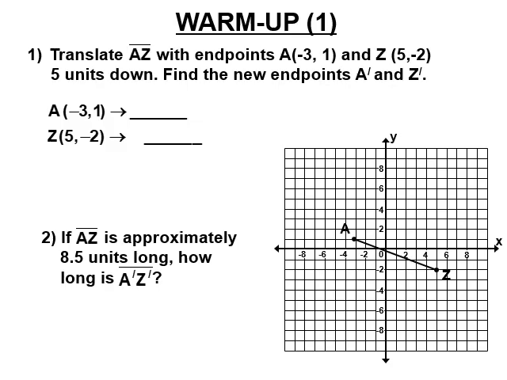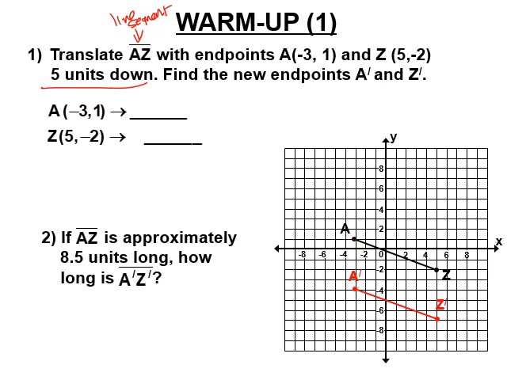Okay, so let's review translating of objects. We're going to translate line segment AZ. That's line segment AZ. And we're going to do it 5 units down. So 1, 2, 3, 4, 5. 1, 2, 3, 4, 5. And there it is. And its new points.